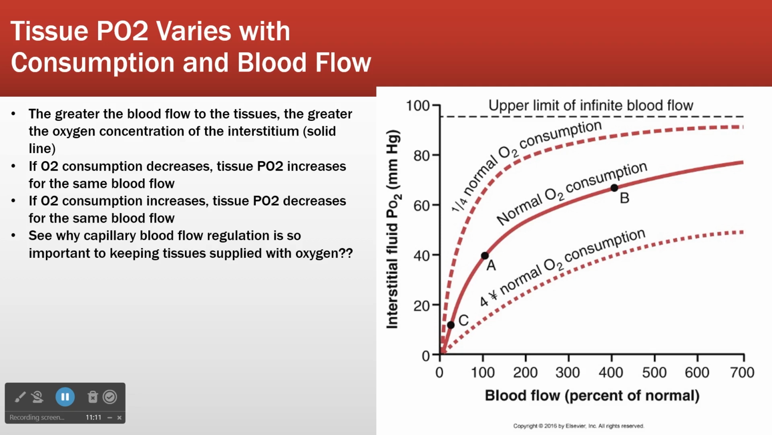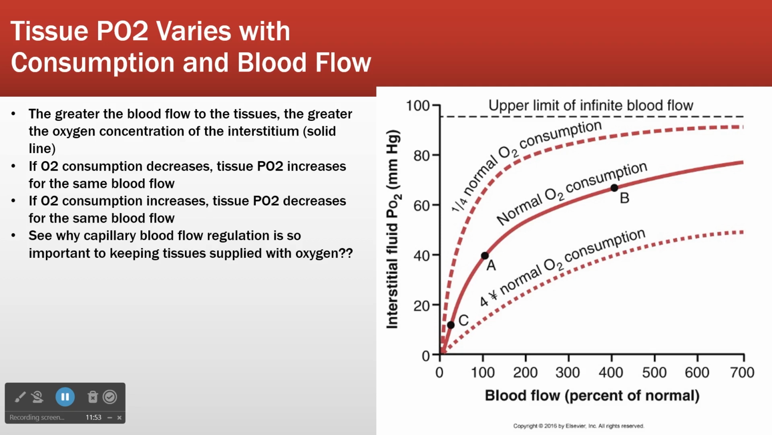Now, if we increase the busyness of the tissue, we put our muscle into contraction, let's say, well, it might increase its oxygen consumption by more than 4 times. So what we can see in this graph is that at the same blood flow, if we increase our oxygen consumption, we end up with a lower PO2 in that area for the same blood flow. I think you'll find that's intuitive. If you have the same blood flow to a busy tissue, you're going to get less PO2 out of it.